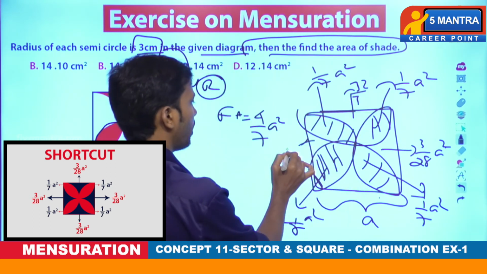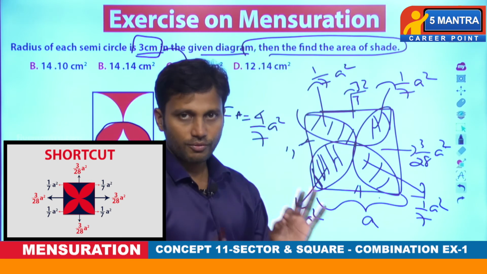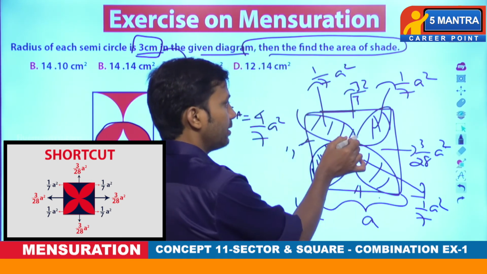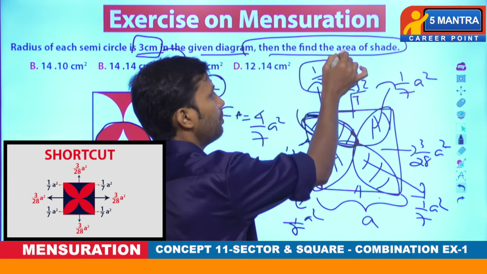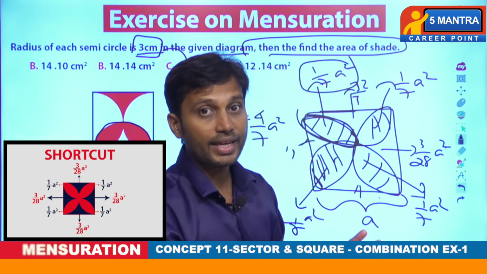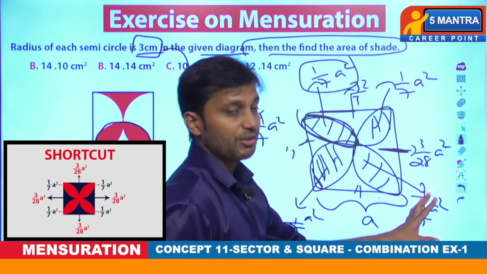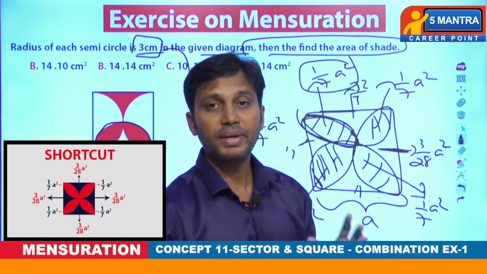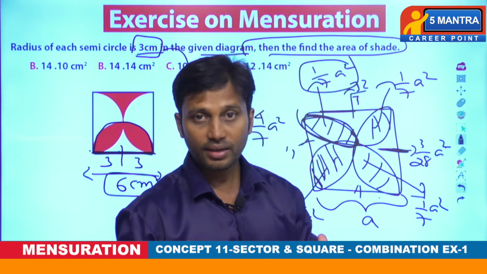Likewise for all the same. This is a basic analysis. Once again, each flower petal is occupying 1 by 7 A square, meaning the 1 by 7th part of the square area, and each gap is occupying 3 by 28 A square, meaning the 3 by 28th part of the square area. Clear?